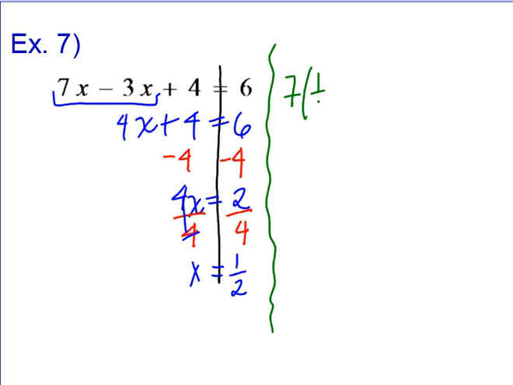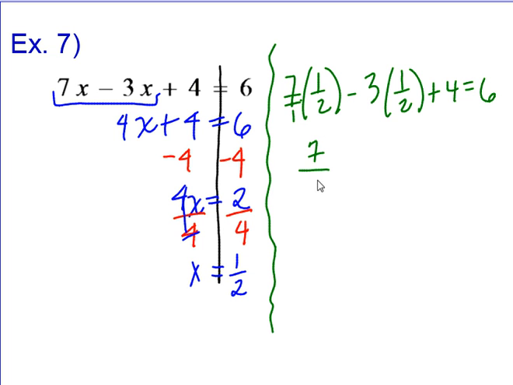So 7 times 1/2 minus 3 times 1/2 plus 4 equals 6. So what we're going to do is to rewrite these a little bit so that we can combine more terms. So 7 times 1 in the numerator would be 7. 1 times 2 in the denominator would be 2. Here we're going to subtract, and we're going to do the same thing with the 3. 3 times 1 in the numerator is 3. 1 times 2 in the denominator is 2. Plus 4 equals 6. So here I have 7/2 minus 3/2.